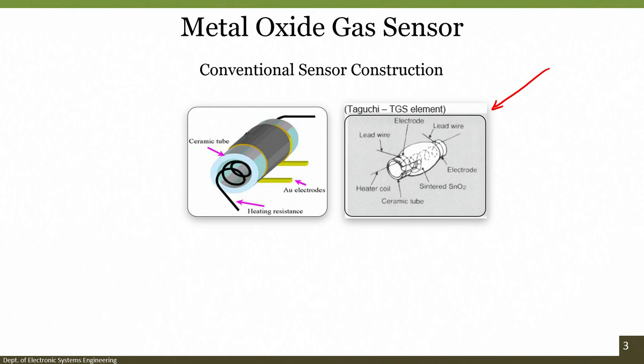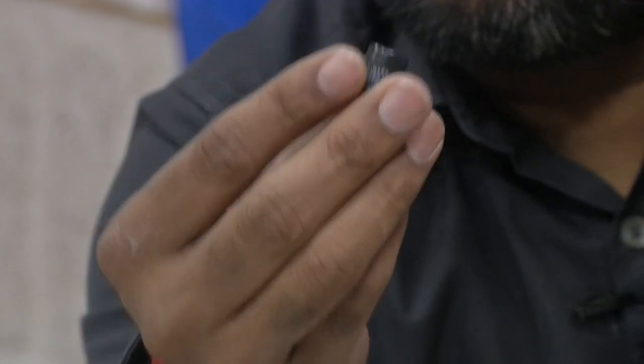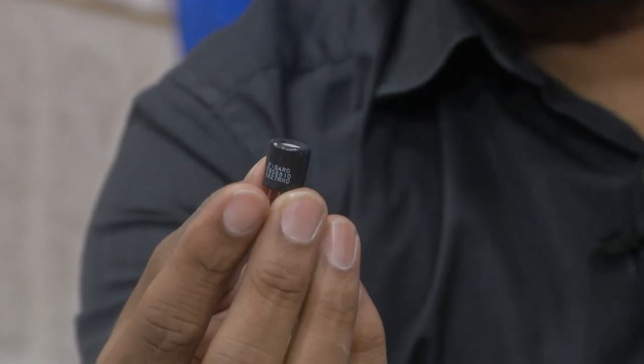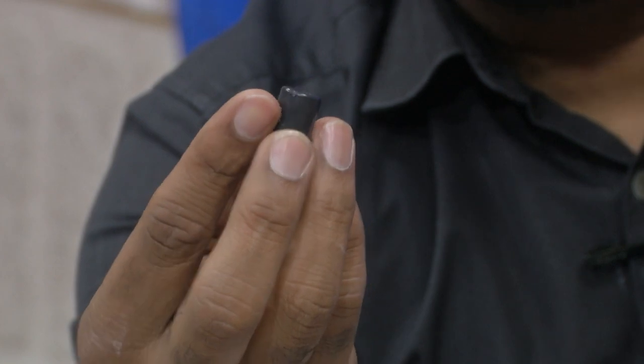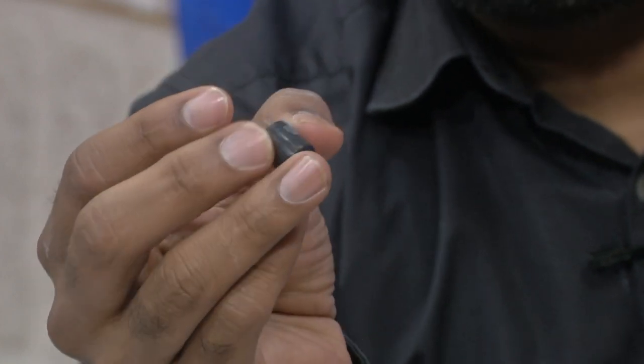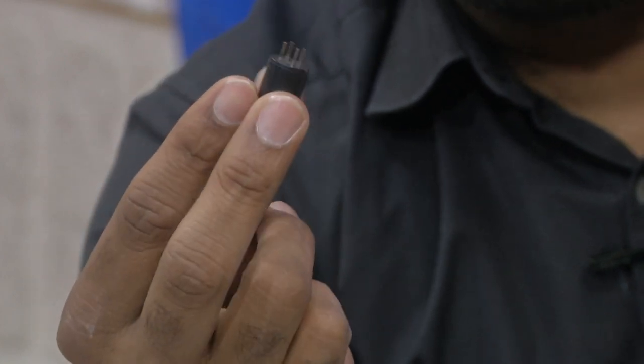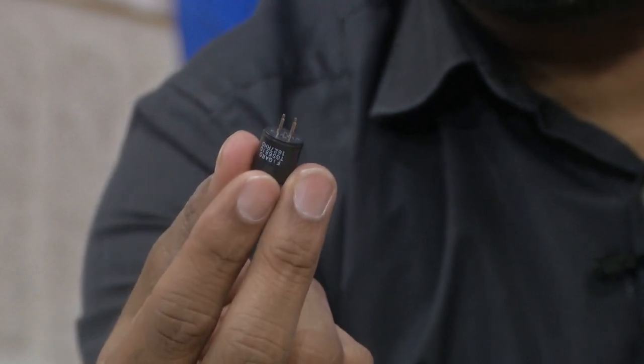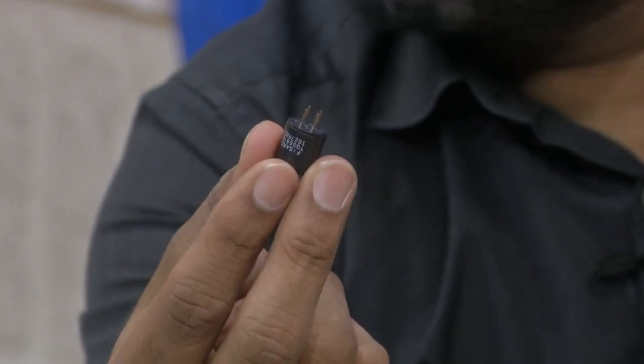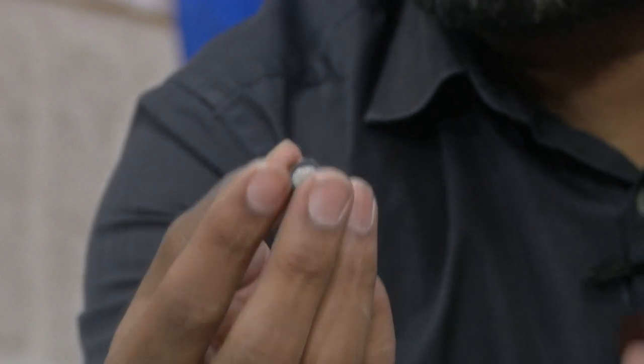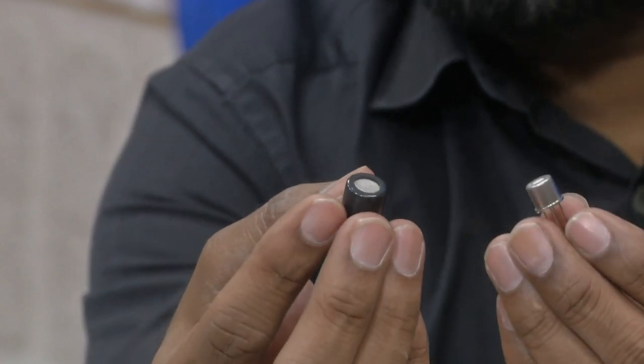In the same way, if I show you another sensor, I can show it to you right over here. Here what you see is, again, there is a casing on the top and there are 4 terminals at the bottom. Again, what is the role of these 4 terminals, we will check in the next slide, and each sensor is meant for a particular application.